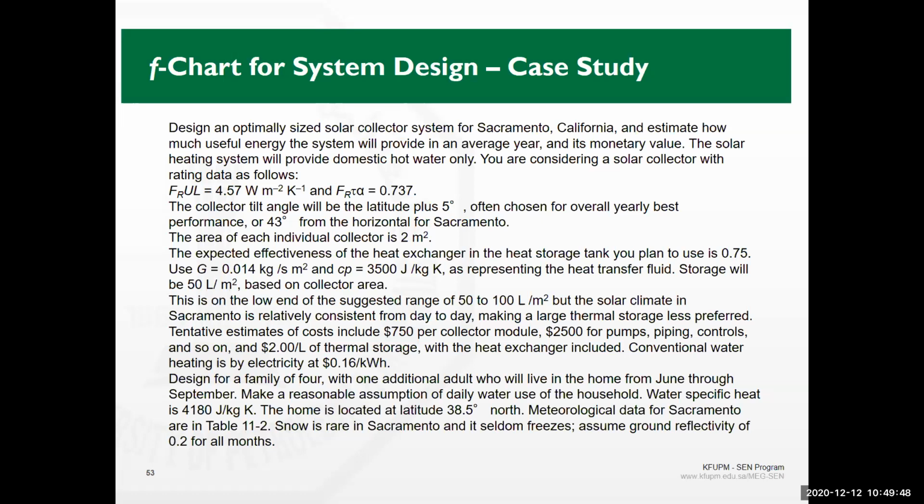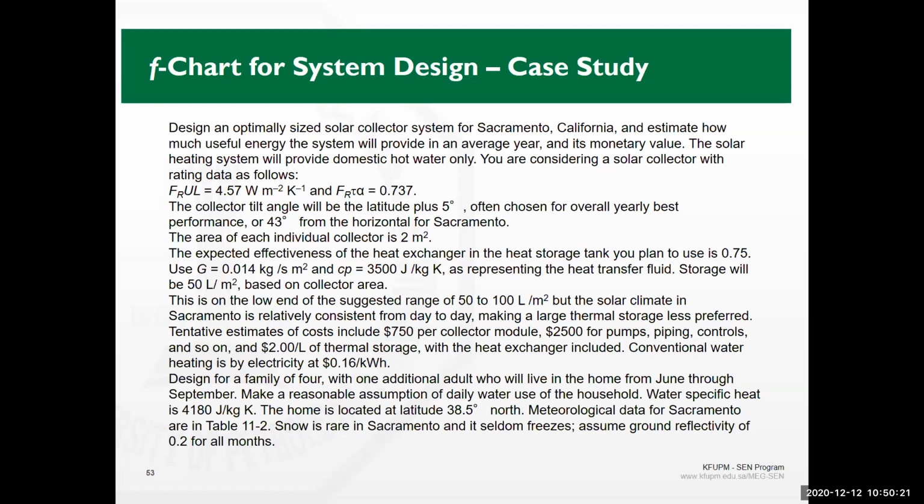43 from the horizontal is the tilt angle for this place. The area of the individual collector is 2 meters square, which means that every collector is 2 meters square in net area. The expected effectiveness of the heat exchanger is 0.75 for a flow rate of 0.014 kilogram per second per meter square, and CP of 3,500 joules per kilogram Kelvin represents the heat transfer fluid as it passes in.